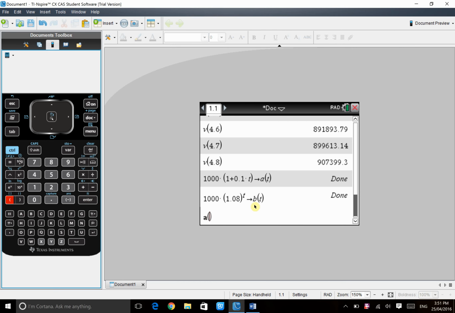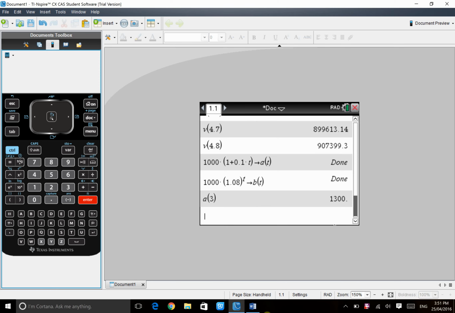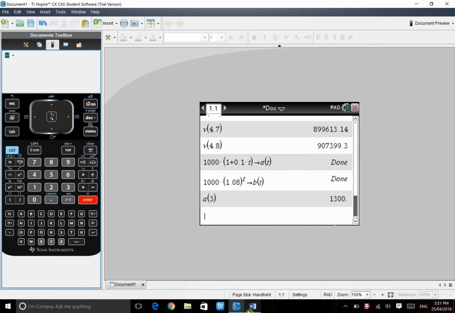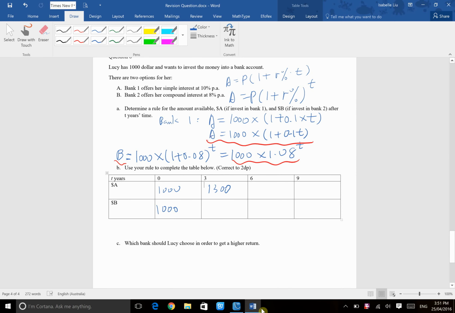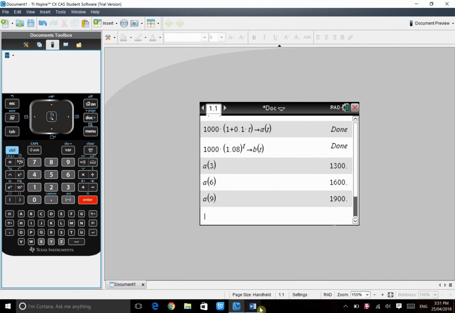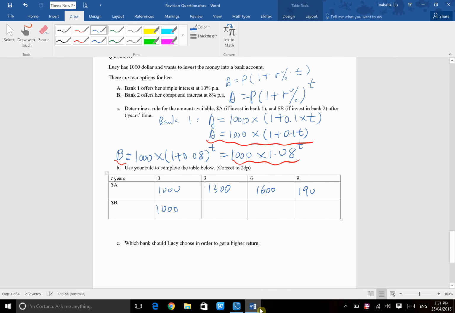So let's try values for year 3. For year 3, bank A has 1300, and A6 is 1600, and A9 is 1900. Okay, what we can realize here.